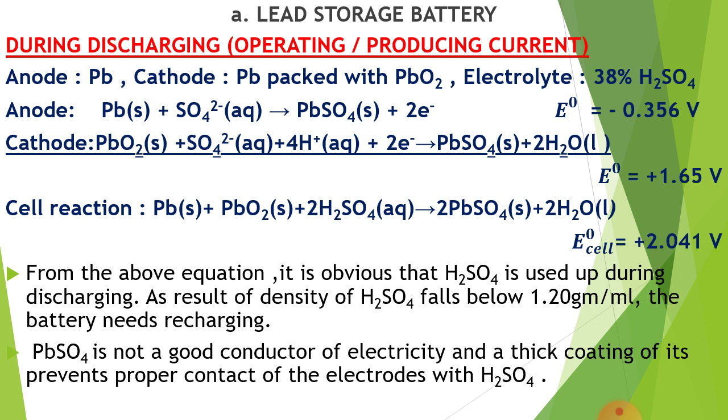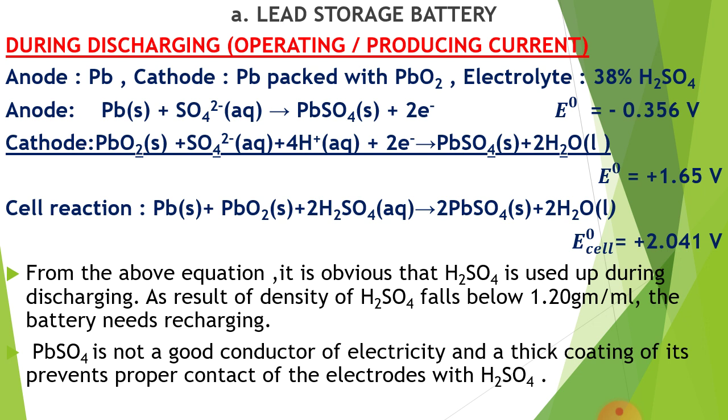During discharging, operating or producing current, what reactions occur at cathode and anode? You have to know. Anode is Pb, cathode is Pb packed with PbO2, and the electrolyte is 38% H2SO4. Now the cell reactions at anode: Pb plus SO4 2- aqueous gives PbSO4 plus 2 electrons. E naught for this reaction is minus 0.356 volt.